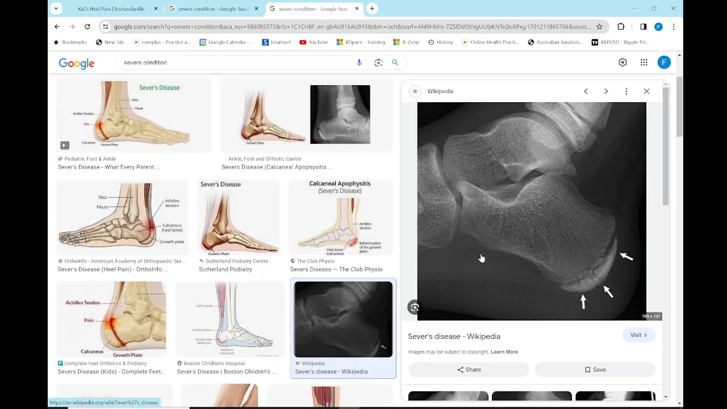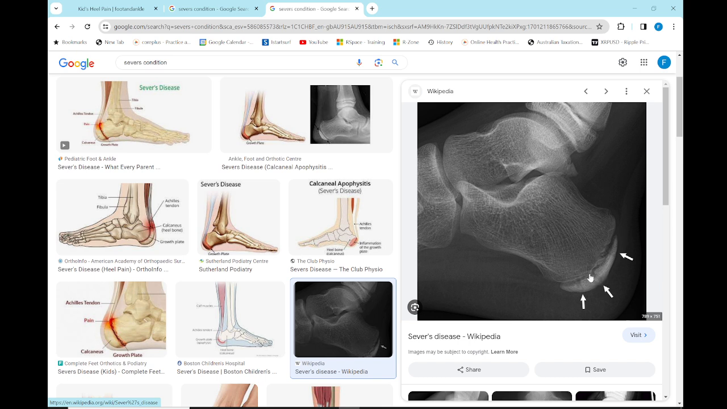So what happens if you look at this picture here? This is an x-ray of a child. You have the heel bone, you have the growth plate, and then you have what they call the apophysis, or the sort of extra area of the heel bone. Now, as a teenager turns into an adult, these growth plates close.